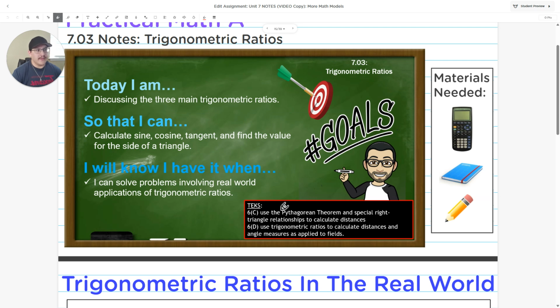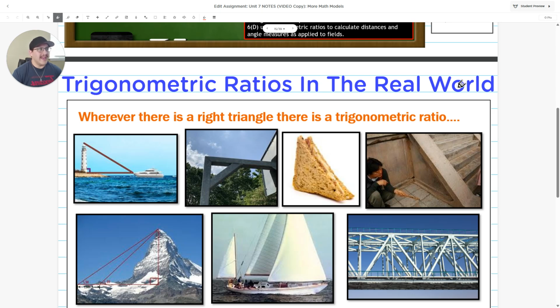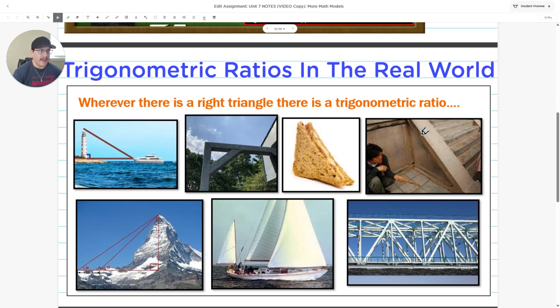Specific techniques we're looking at for today's lesson are 6C: Use the Pythagorean theorem and special right triangle relationships to calculate distances. And 6D: Use trigonometric ratios to calculate distances and angle measures as applied to fields. Trigonometric ratios in the real world. Wherever there is a right triangle, there is a trigonometric ratio.